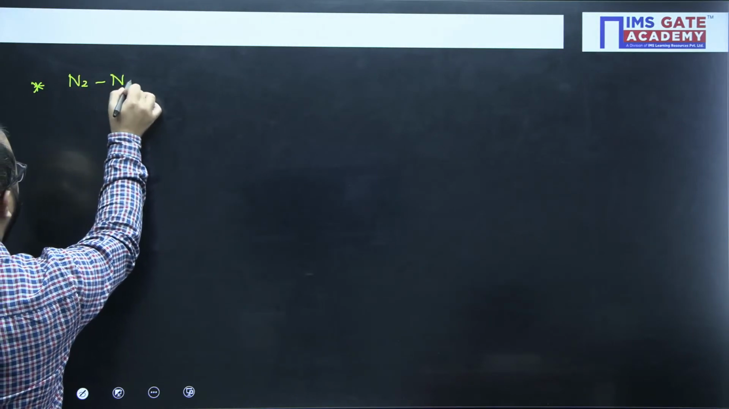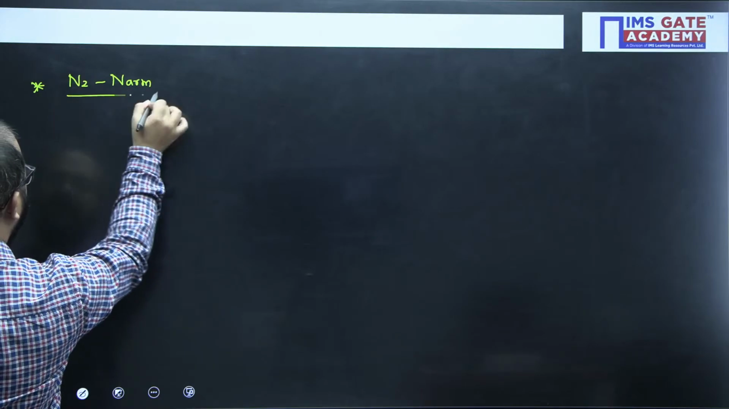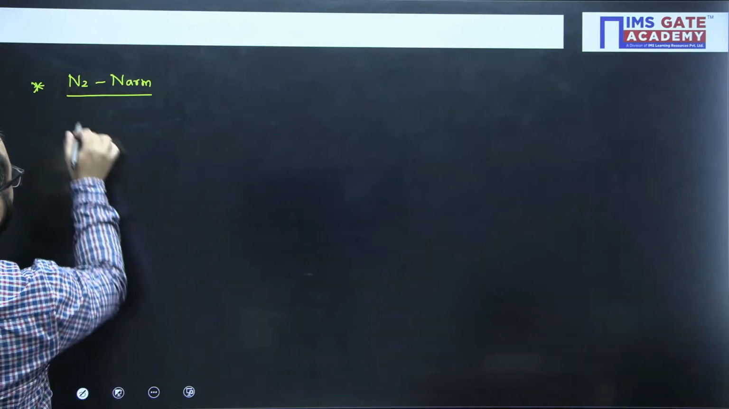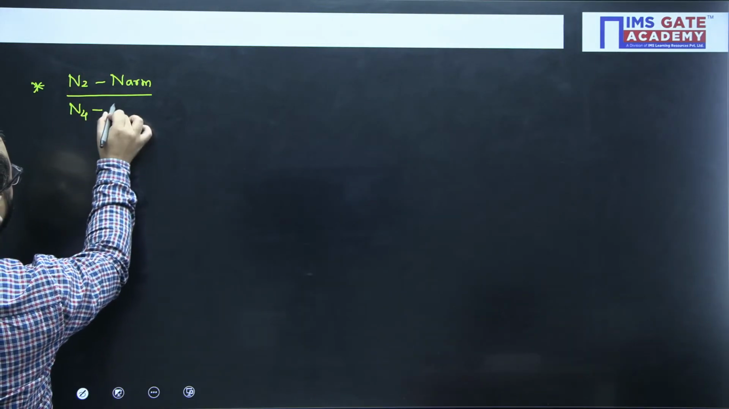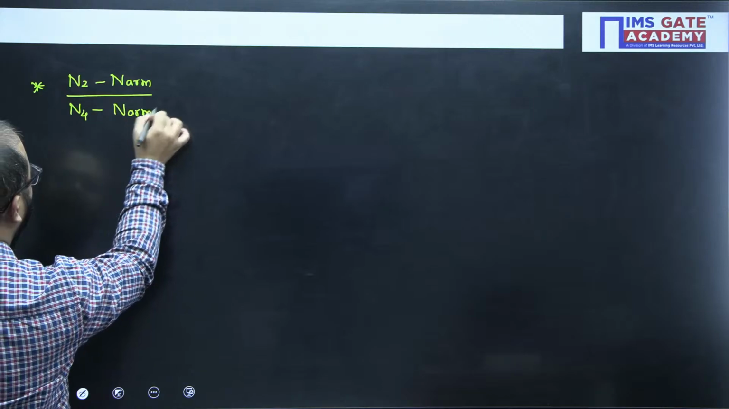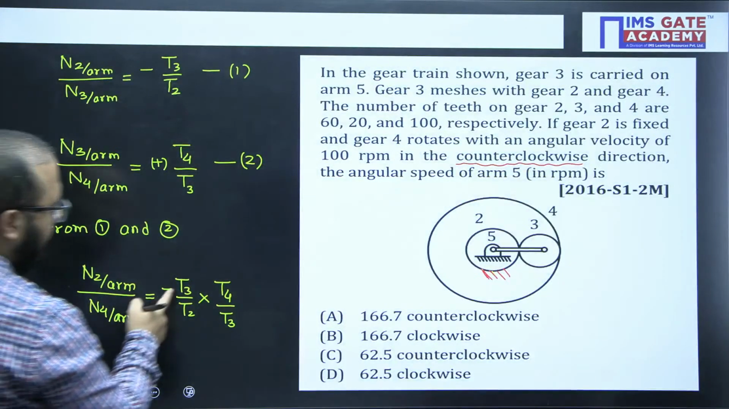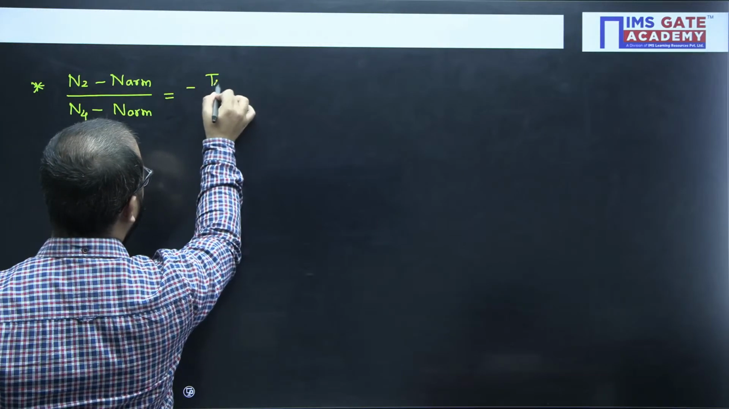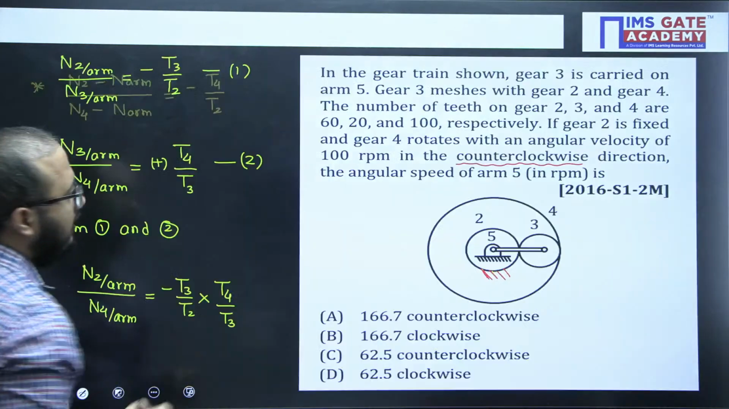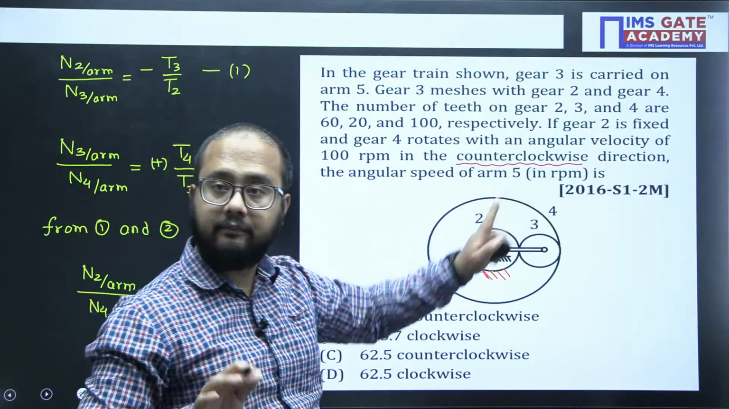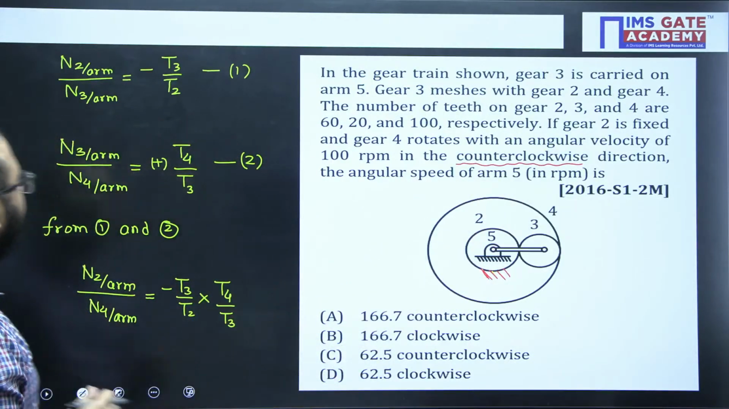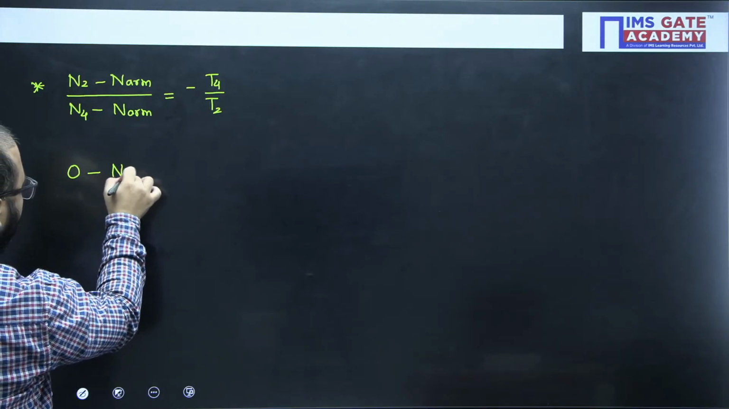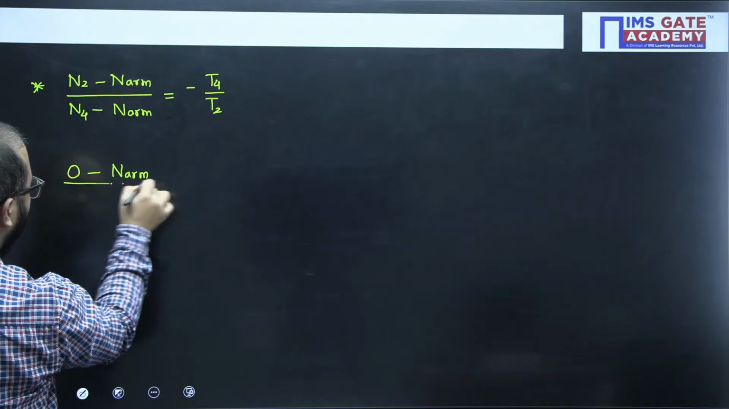N2 minus N arm, because 2 with respect to arm will be written like this, and 4 with respect to arm. Right. So here T3 will get cancelled out, so minus T4 by T2. Now, based on the data given here, what is the data given? Gear 2 is fixed, so 0. Speed of arm we have to calculate. We will write it like this.